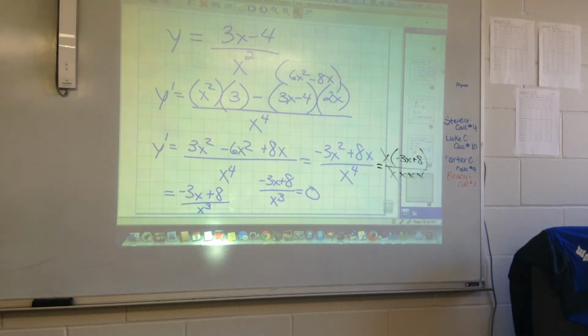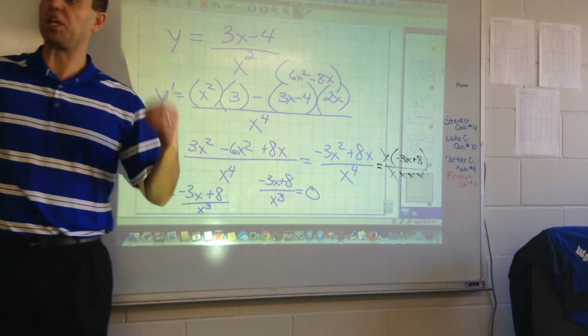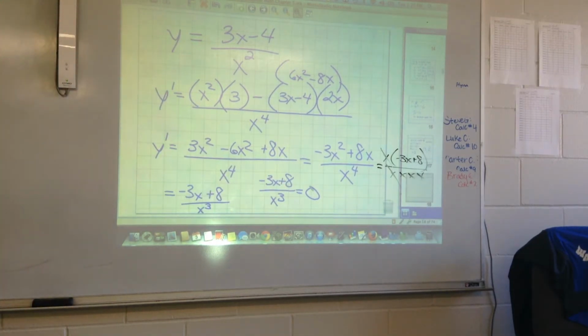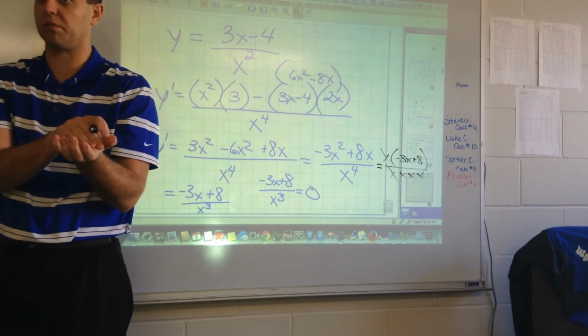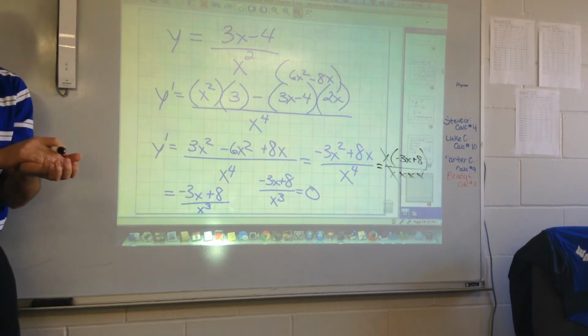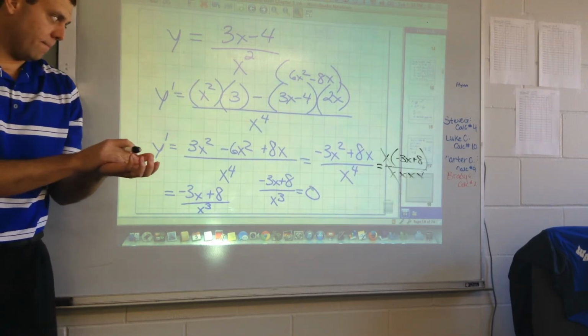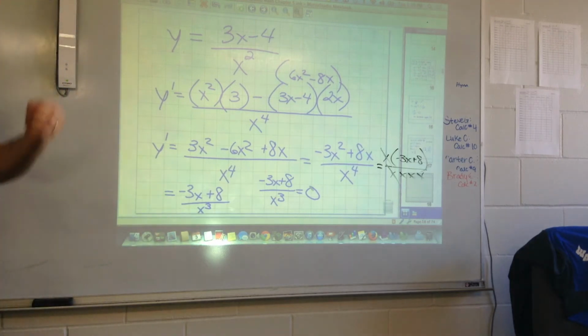How do you solve that? Multiply both sides by x to the third. Or really, just set your numerator equal to 0, because the only way a fraction can equal 0 is if the numerator is equal to 0, as long as you make sure the denominator is also not equal to 0, which it won't be in this case because it can't cancel out. So negative 3x plus 8 is equal to 0. Subtract the 8, divide by negative 3, you get a positive 8/3.